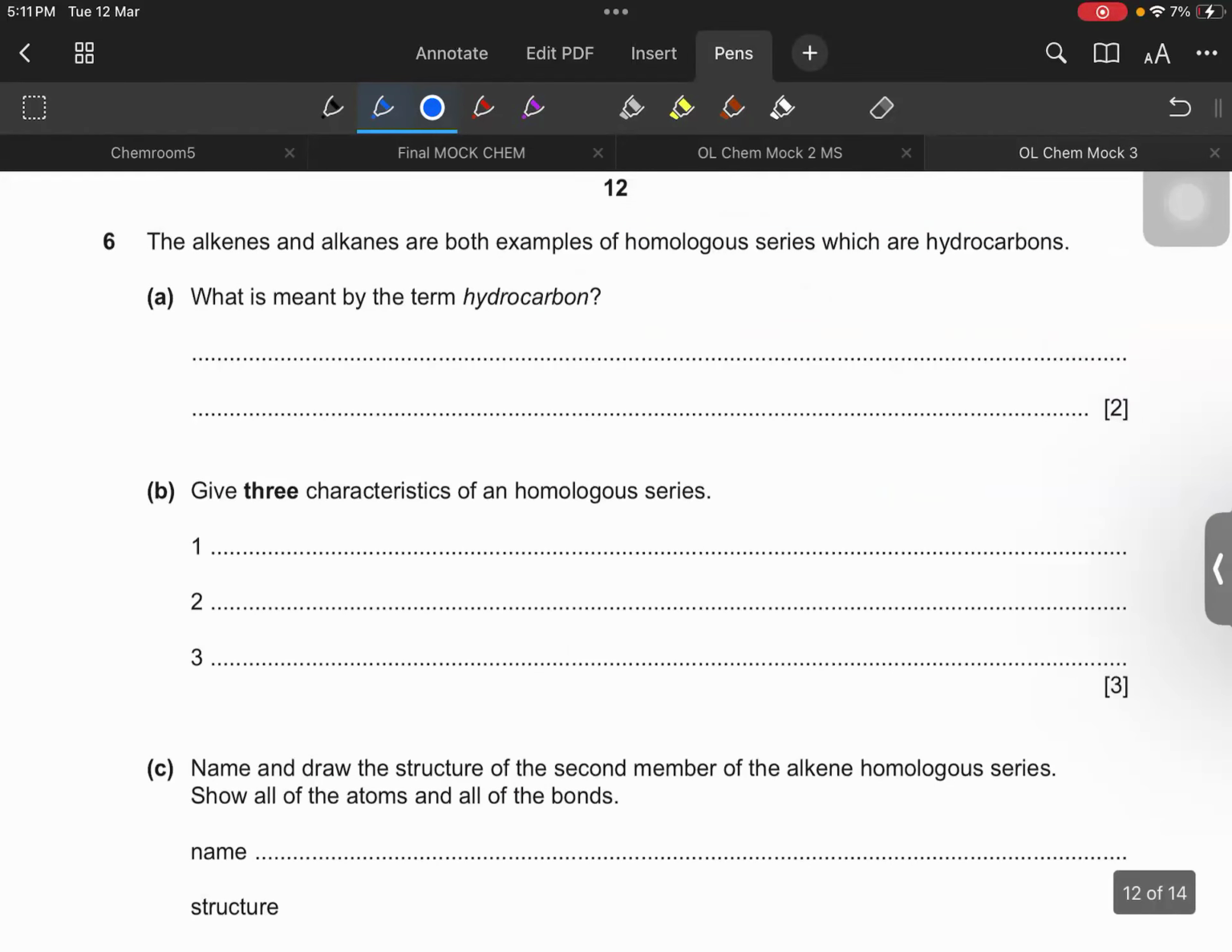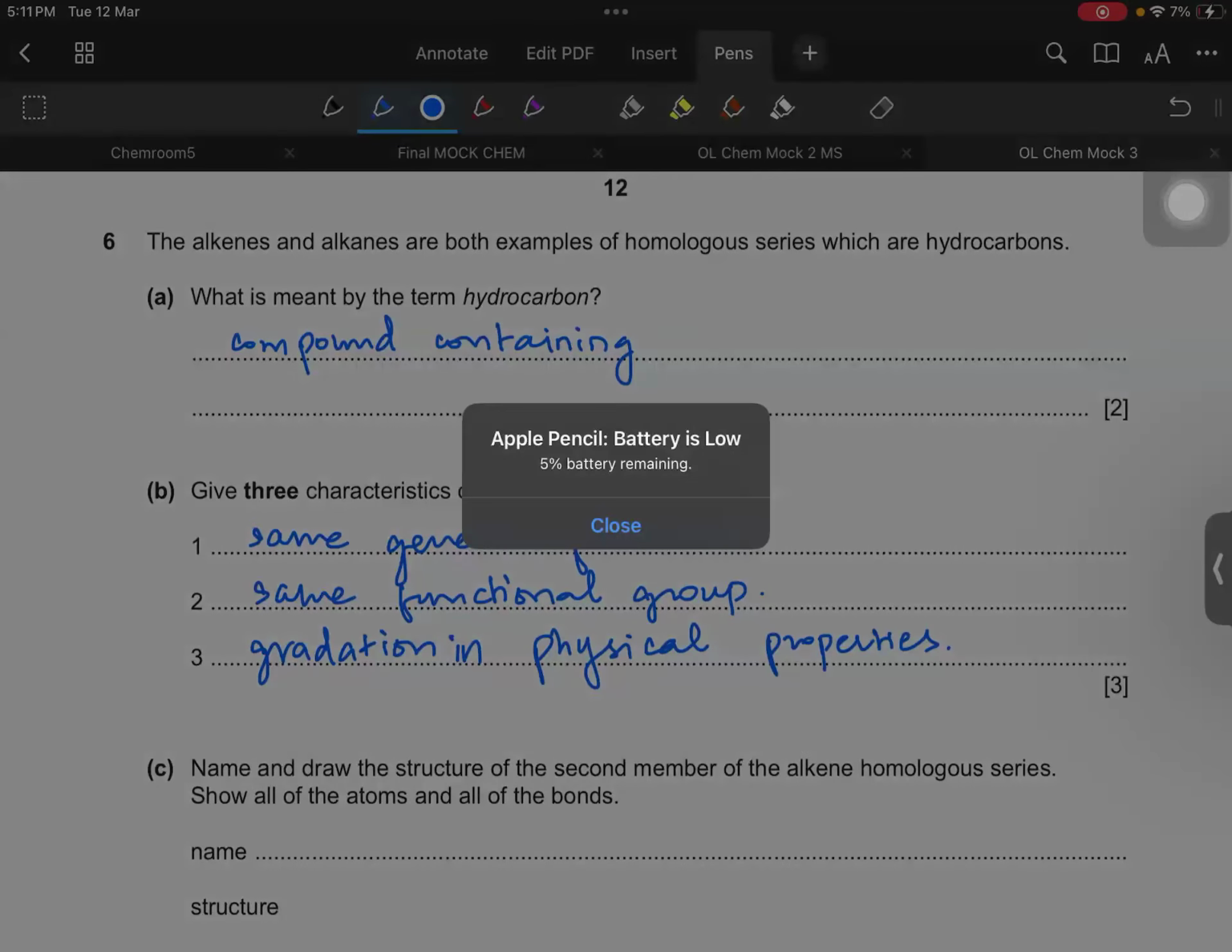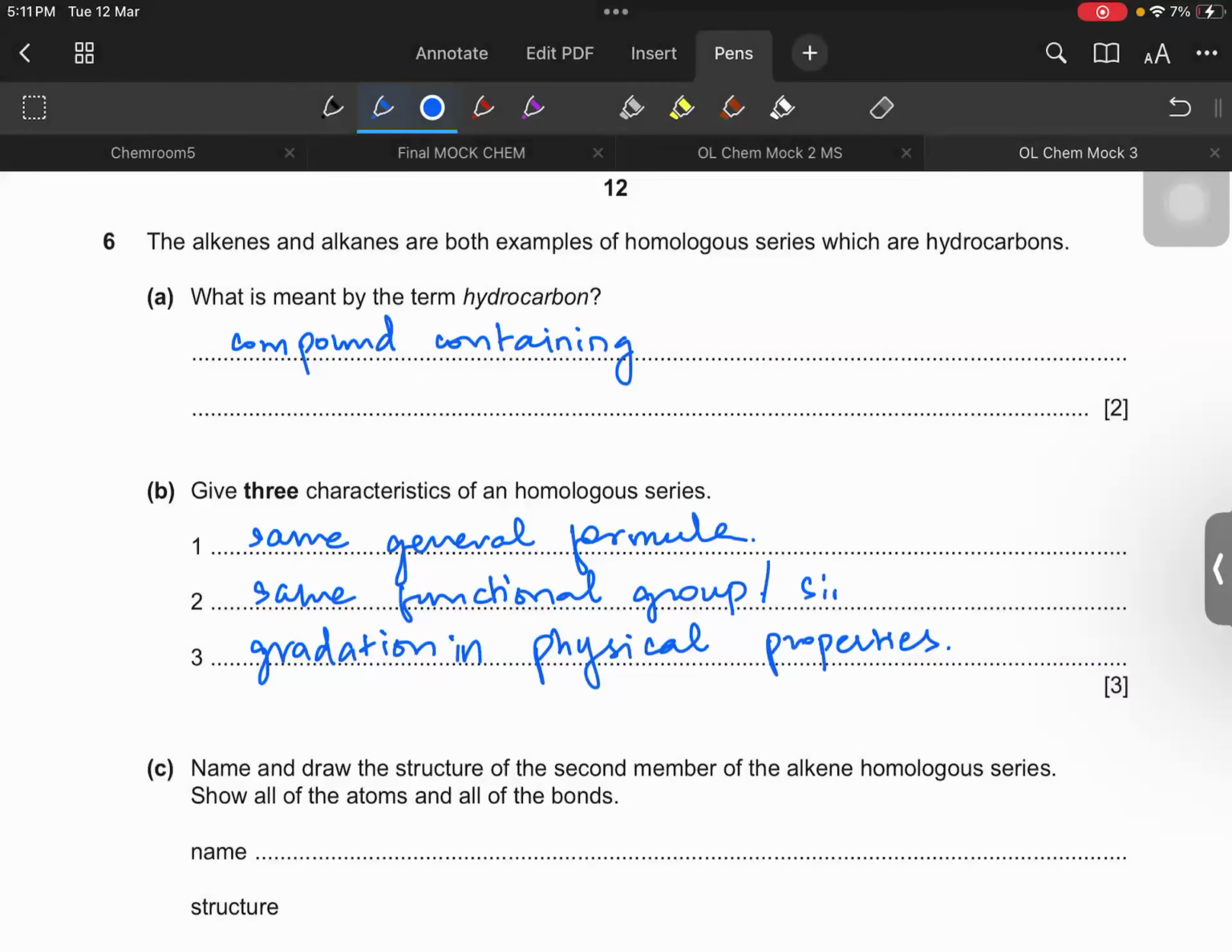What is meant by the term hydrocarbon? Compound consisting of hydrogen and carbon atoms only. Next piece, while I write. Same general formula, right? Yes sir. Same functional group can also be there, yes. Gradation in physical properties. Same functional groups and gradation in physical properties. Sir, same functional group and similar chemical properties is the same thing.